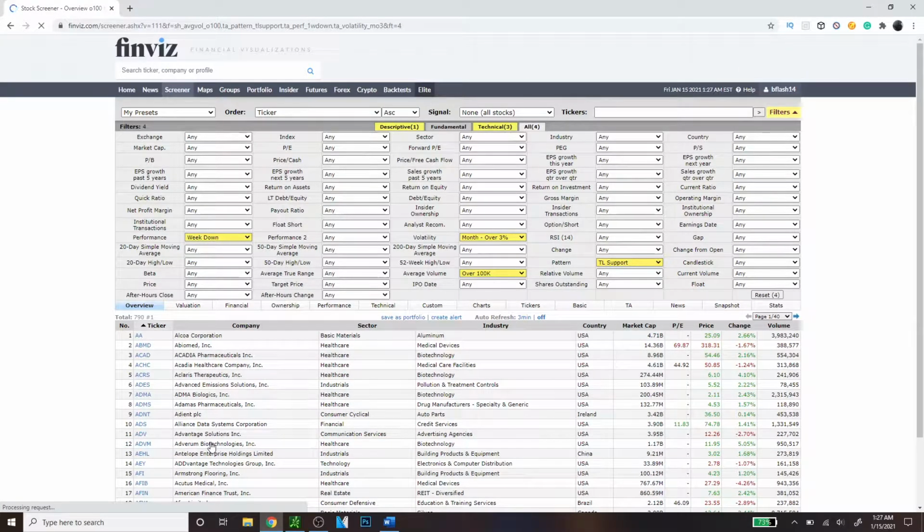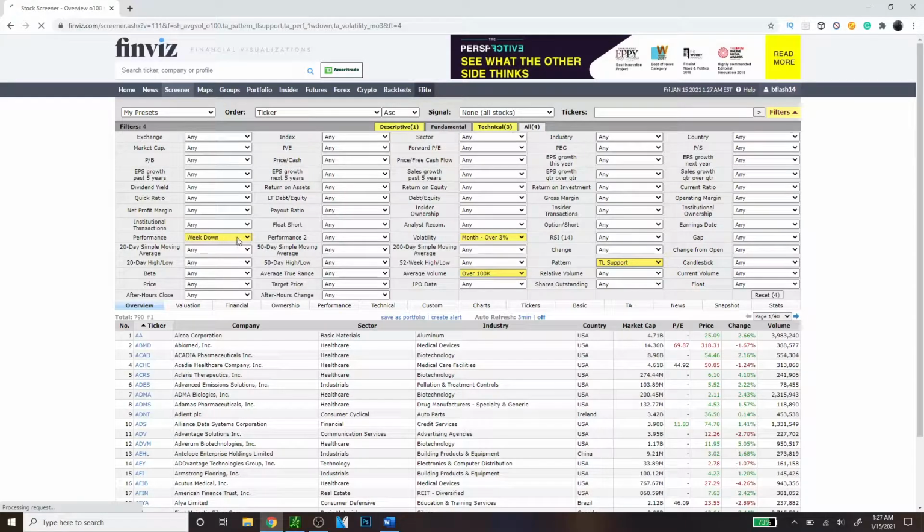What this is going to do is narrow my selection down to 790 companies, which is pretty good. That's pretty decent to have 790 companies to look through. And let's pull up the charts. So if you want to pull up the charts, you go here, you hit charts.